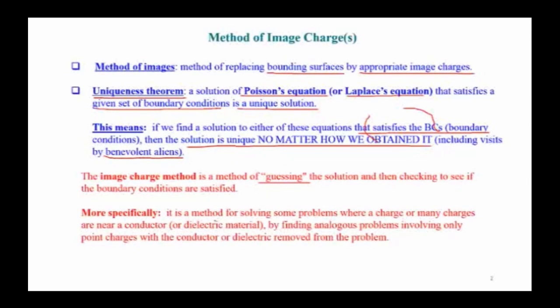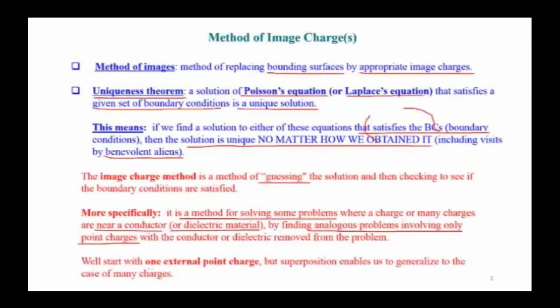More specifically, it's a method for solving problems where a charge or many charges are near a conductor, and actually it can also be used for charges near a dielectric, by finding analogous problems involving only point charges. You remove the conductor or the dielectric and replace it with point charges. We're going to start with the simplest case, a single external point charge above a plane. Superposition enables you to generalize this case to many charges.